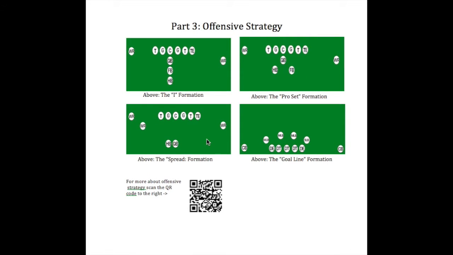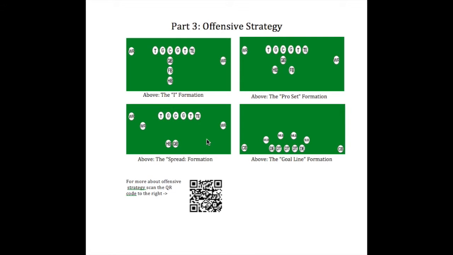Third, the spread formation. The spread formation spaces out players on the offense and defense for the quarterback to throw the ball. Where the spread formation differs from the formations before, it uses 4 wide receivers and 0 tight ends. Though typically used for passing plays, the spread formation can occasionally create big holes for runners.